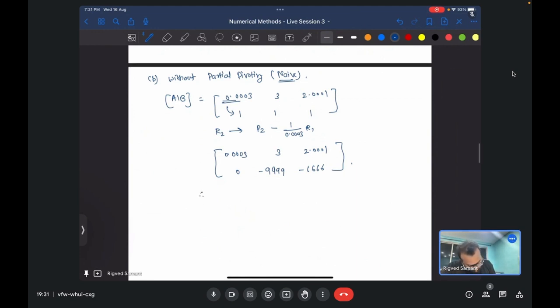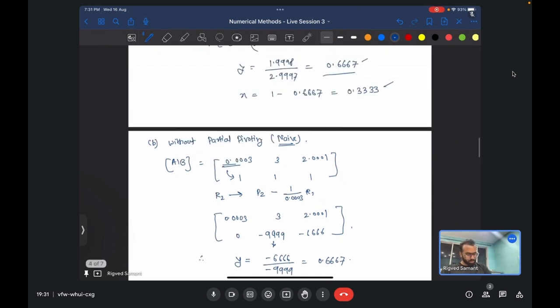So below this there is nothing, so our Gauss elimination stops here, and we'll be doing back substitution. With back substitution we get y is equal to minus 4 times 6 divided by minus 4 times 9. That is nothing but 2 divided by 3, that is 0.6667. The answer is matching for y.